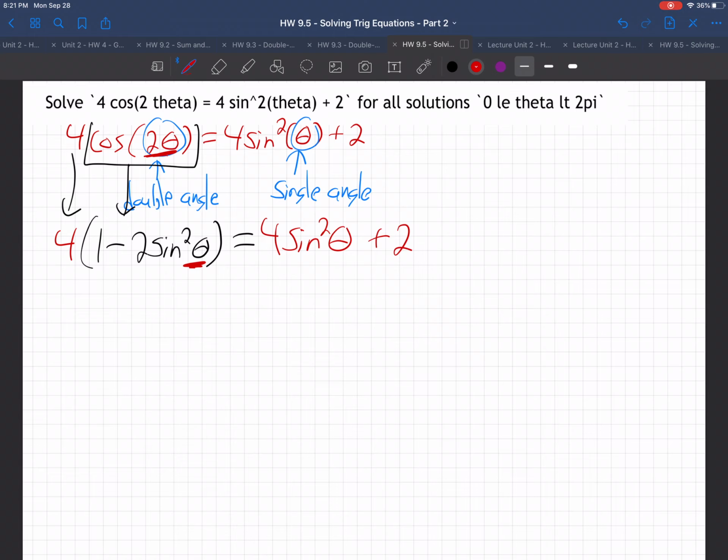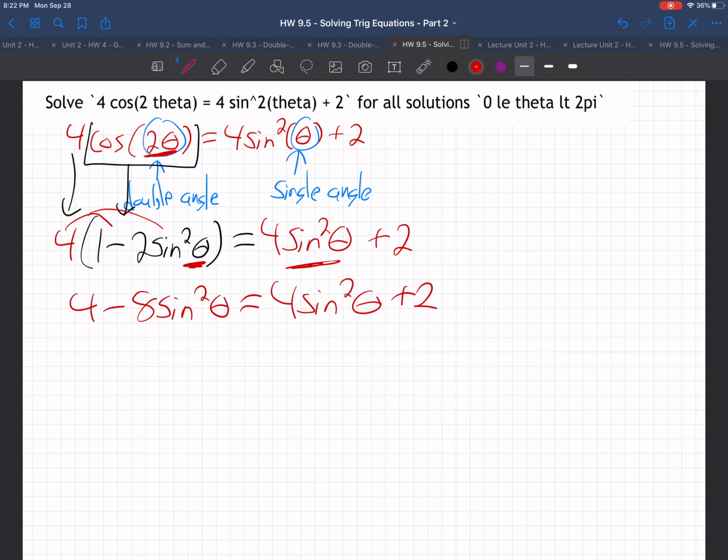Why did I go with the sine? Because the other one's sine. So we've got it all in terms of sine now. Okay, let's distribute. 4 times 1 is 4. 4 times 2 is 8 sine squared theta is 4 sine squared theta plus 2.